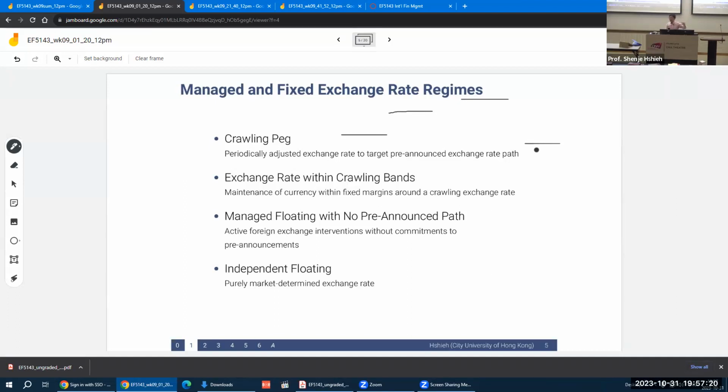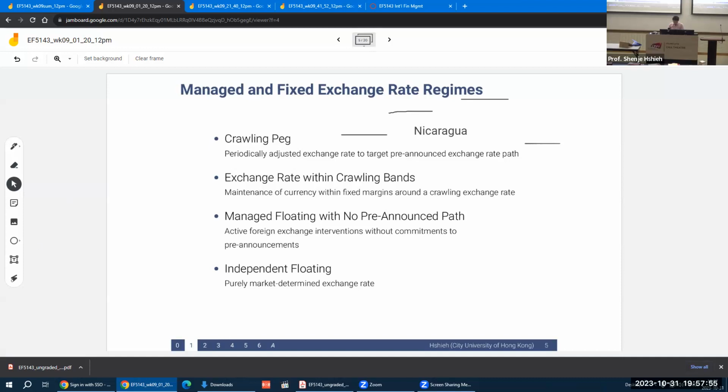So you may hold a peg for a few years and then you change the peg after those years and so forth, but it's pre-announced. So everybody knows when it's going to happen. A country that does this is Nicaragua. Okay. So a crawling peg is a peg, but the peg changes because the maintenance of that peg changes over time, at a different value. And it's pre-announced.